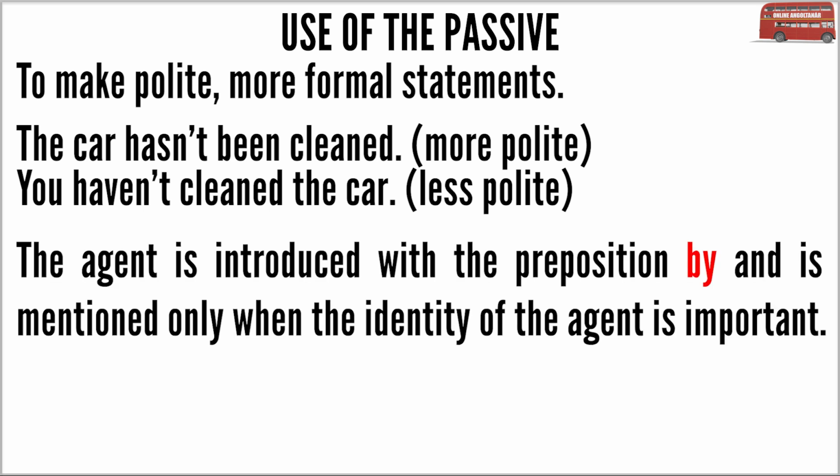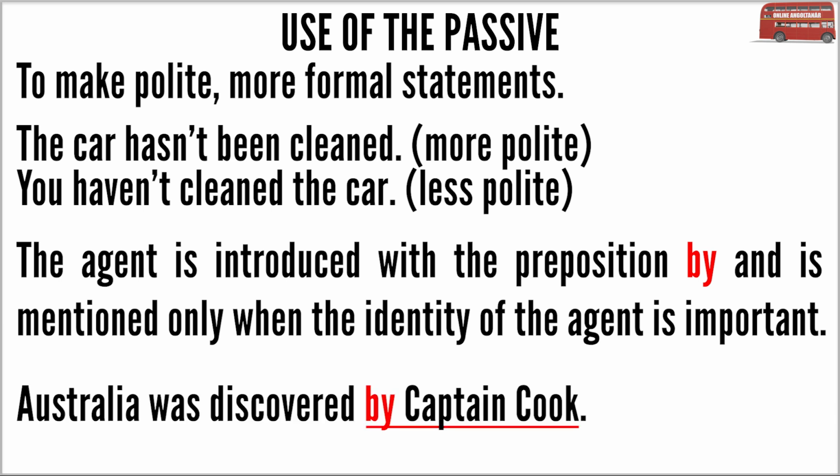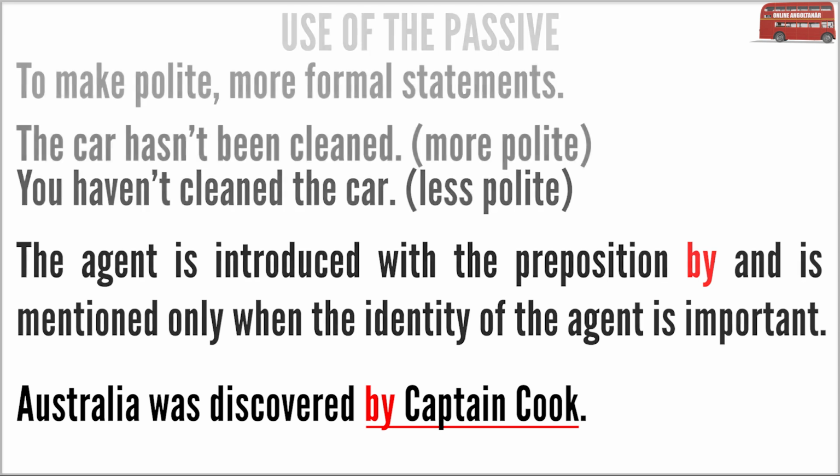The agent, that is the person who carries out the action, is introduced with the preposition by and is mentioned only when the identity of the agent is important or needs to be stated. Australia was discovered by Captain Cook. By Captain Cook. The identity of the agent is important.